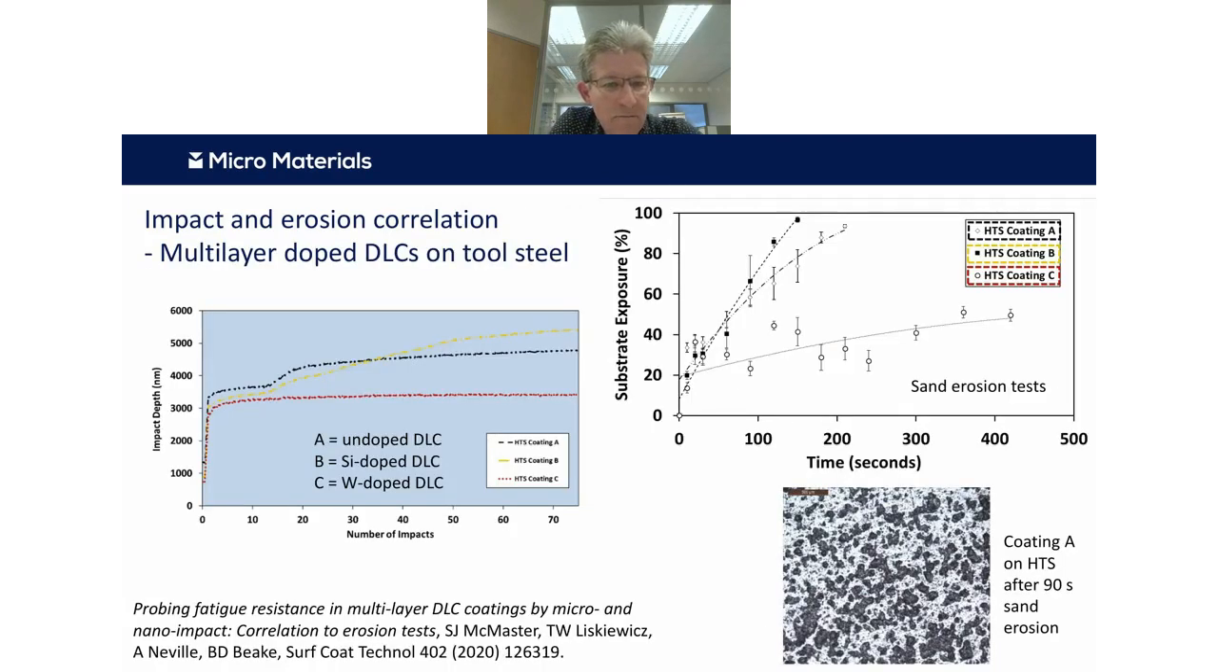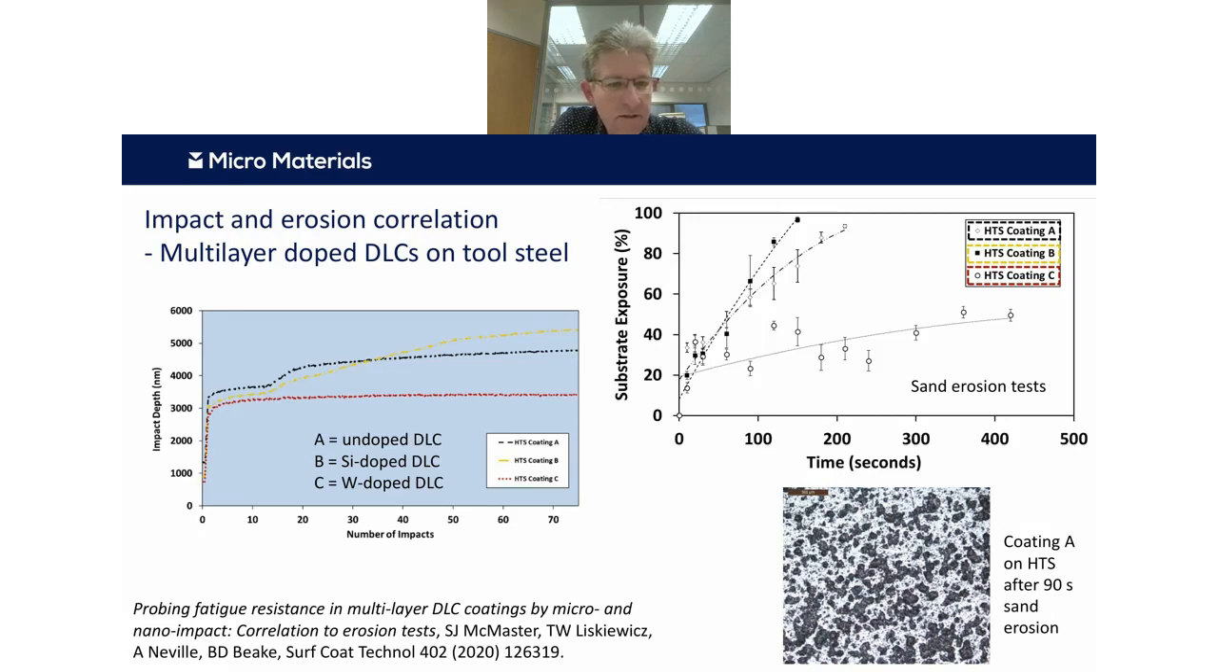This is some work we've done more recently, in collaboration with Thomas, who's now at MMU, and Sam, who you've just heard from in the introduction. Here we were looking at whether we could use the test technique to correlate with sand erosion for diamond-like carbon coating systems that were deposited on a hardened tool steel substrate. In this case, there are 3 different coating systems. They're all around 3 or 4 microns thick.